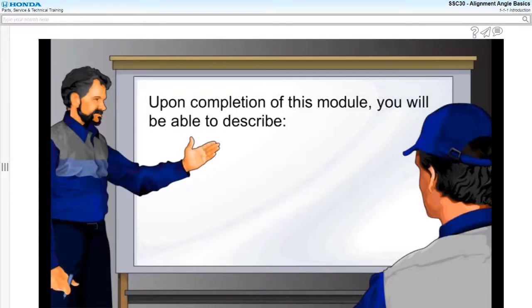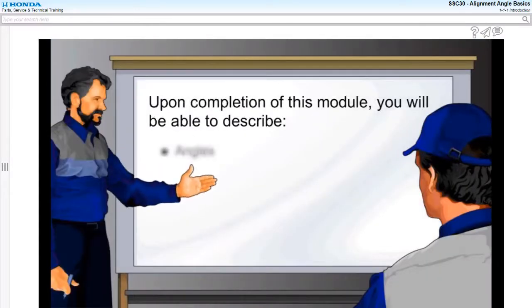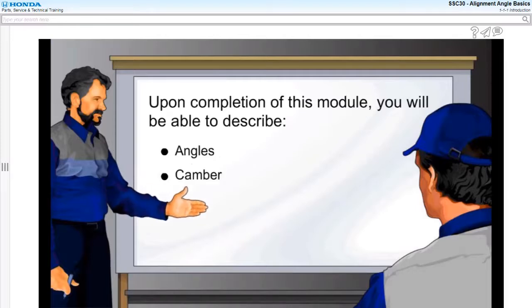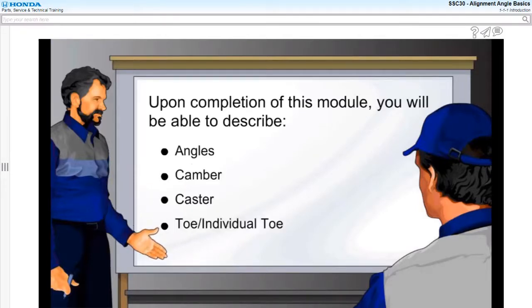After completion of this module, you will be able to describe what an angle is. You will also be able to identify and describe camber, caster, and toe, including individual toe and thrust angle.